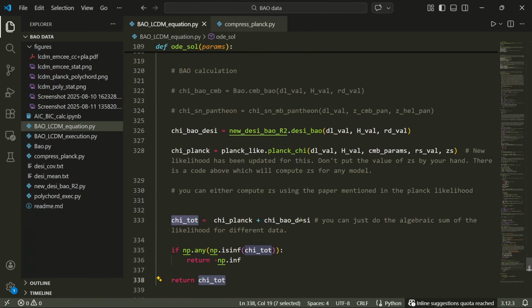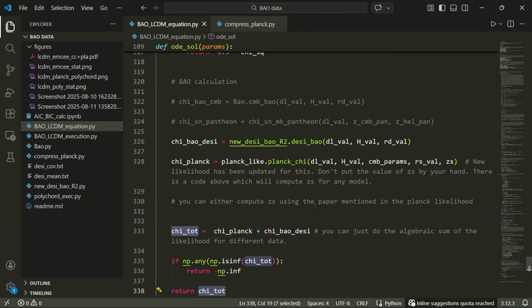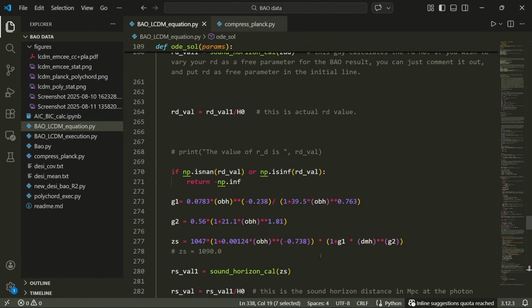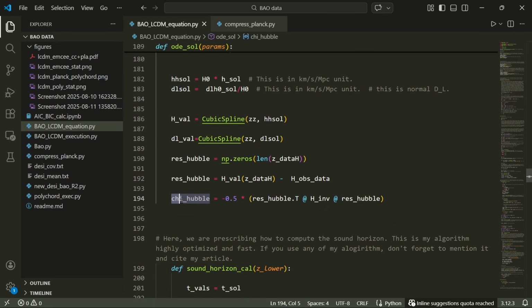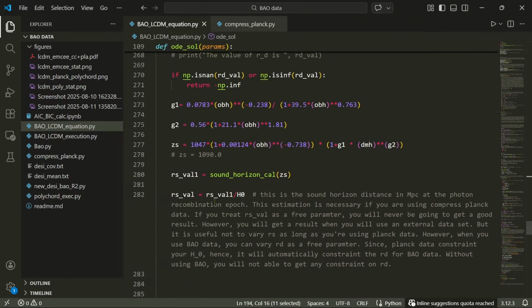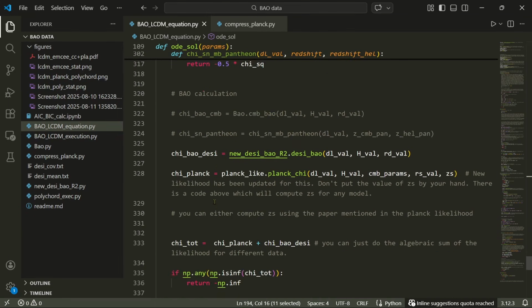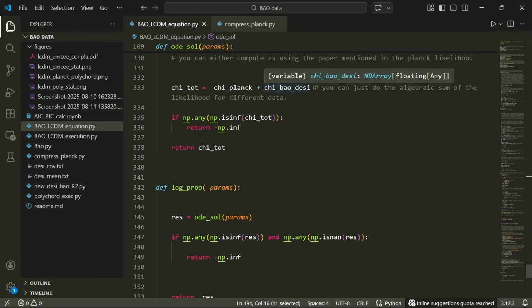If I am using chi Planck and chi DESI BAO, I have to make sure to uncomment them. If I am using CC data, I have to use chi CC. All right, so you may see over here chi Hubble. I have to write chi Hubble over here. Then it will simply be the algebraic sum of these chi totals. All right, so I will write chi Hubble. That will give me chi total.